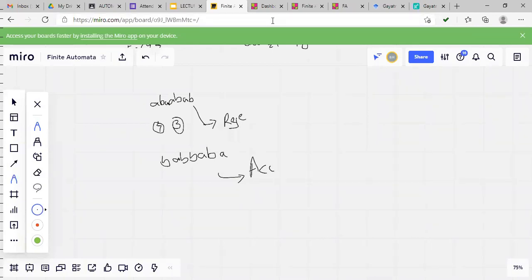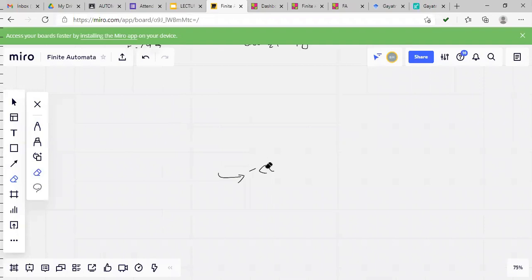Did you understand the question they're asking? The string should consist of A's and B's, and the string is accepted only if the number of A's is odd and the number of B's is even. This is what is asked in the question. Now we have to design, right? To design, what are the tuples that we require? We require Q, we require sigma, we require Q0, we require F. We'll see one by one.